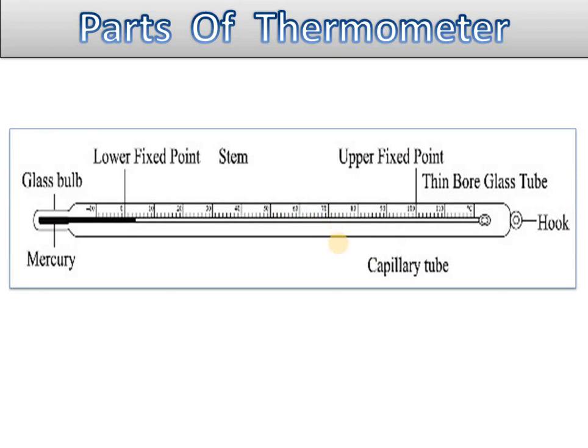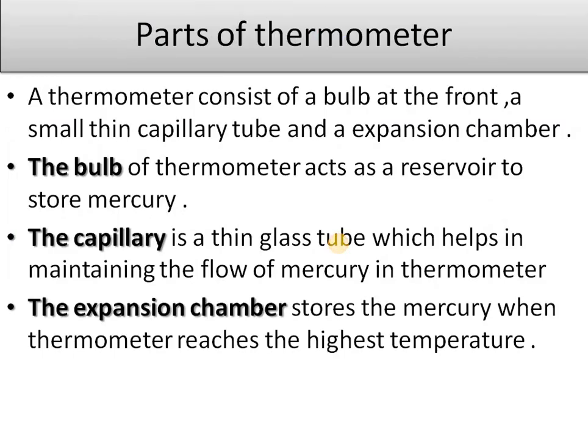Okay, I hope you have gone through all the parts. Now, in detail, I'll tell you about it. Parts of thermometer. The thermometer consists of a bulb. Okay, as I told, at the front, a small thin capillary tube, and expansion chamber.